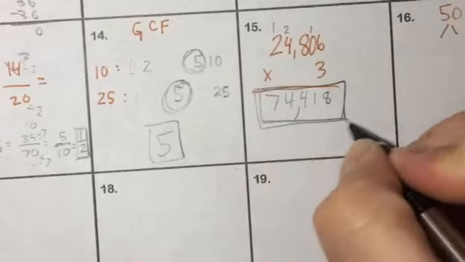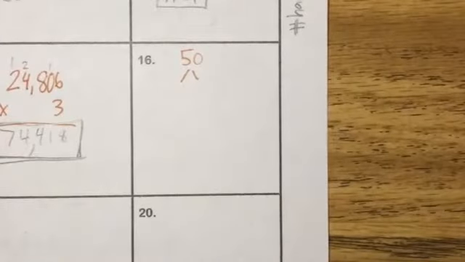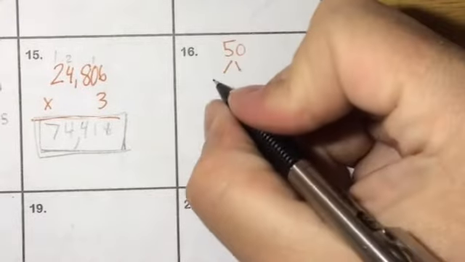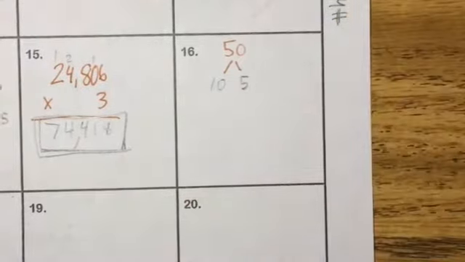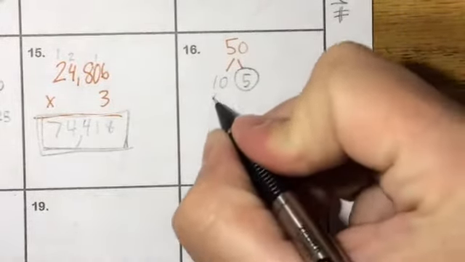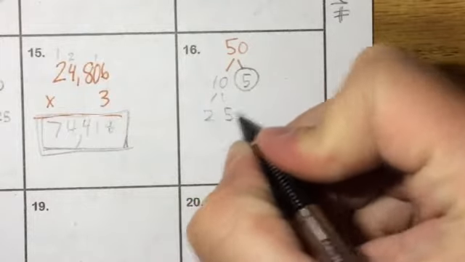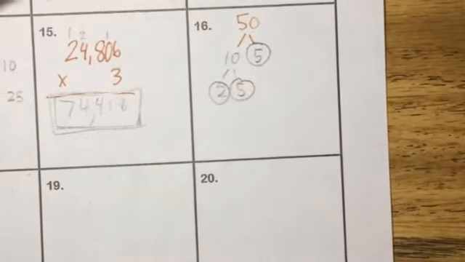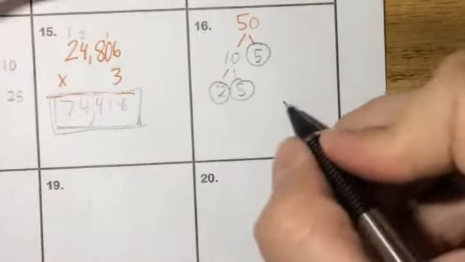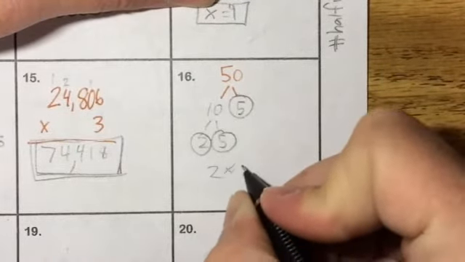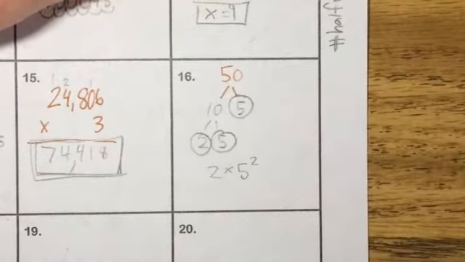All right, and then for problem number 16, they wanted you to come up with a factor tree for 50. So I know that 10 and 5 can be multiplied together to equal 50. I'm going to go ahead and circle 5 because 5 is a prime number. And then I have 2 and 5. And I'm going to go ahead and circle my 5 and my 2 because those are both prime numbers. And if I wanted to write the prime factorization of this factor tree, I would write 2 times 5 squared. And I know that 2 times 5 squared is also going to get me 50.